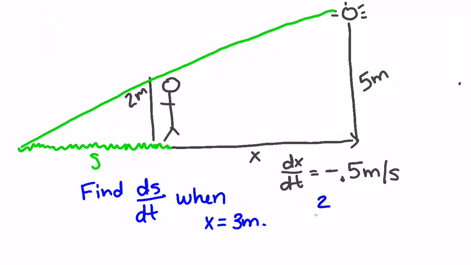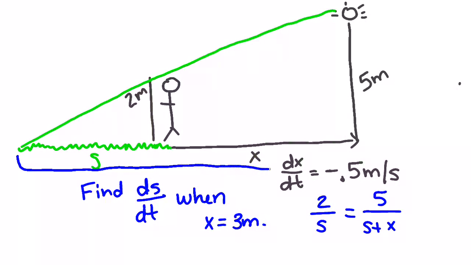The man's height over S is equal to the lamp's height over S plus X. S plus X is the length of this whole side, all the way over here. So that's this side divided by S plus X, and that's equal to the man's height divided by S. That's how similar triangles work.